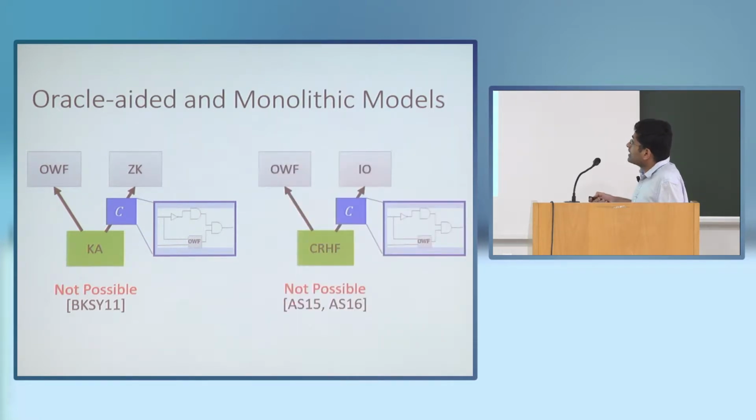Okay? And more recently, Ashraf and Sergeyev showed that if you had one-way functions and indistinguishability obfuscation, where when you're using obfuscation, you can obfuscate circuits which also have now additionally one-way function gates in it, then this is not enough to realize collision-resistant hash functions.